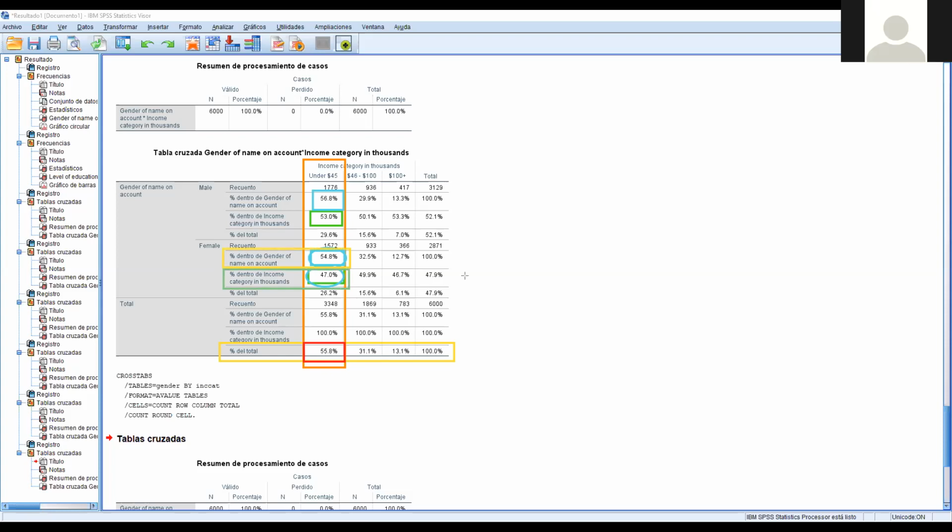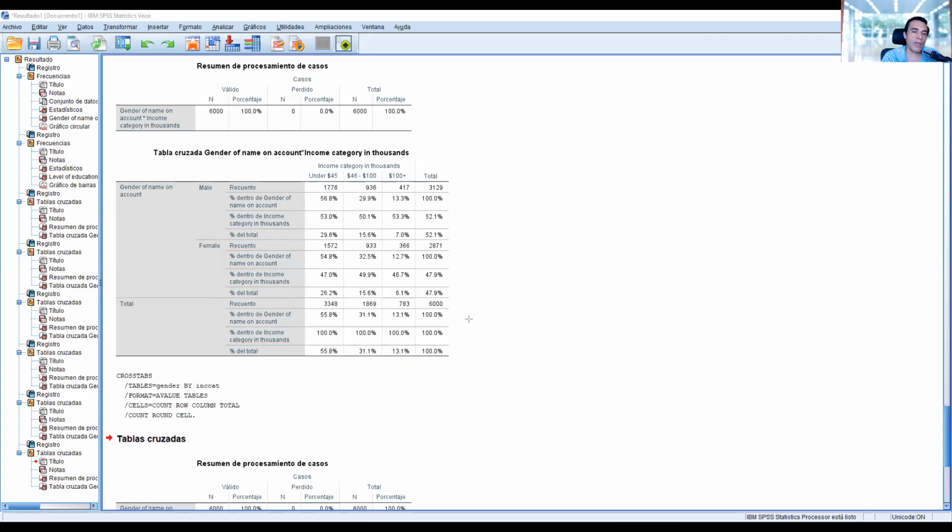Can you please say it again? Both of them? Of course. 47% of people with income under $45,000 per year are female. 54.8% of female have an income under $45,000 per year. All right, thank you. Welcome. It's very, very important that you get all of these definitions because right here we have it.